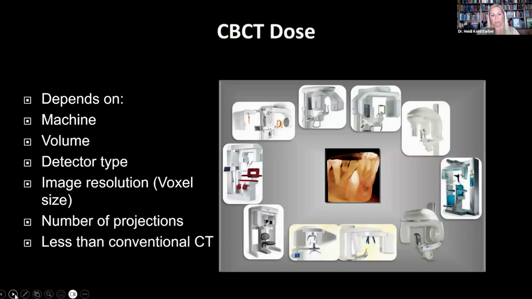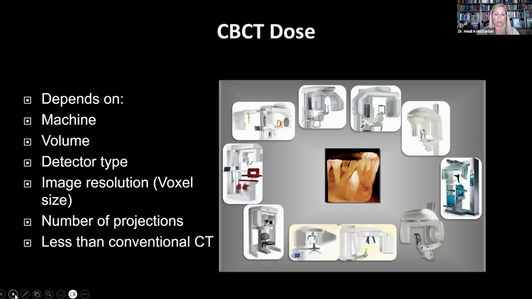When we're talking about our CBCT and we're talking about dose, it's actually highly dependent on the individual machine, the volume that's being ionized, the detector type, and the image resolution. We call that our voxel size, or our 3D pixel size. If you have a very fine or high resolution, you typically will have a smaller voxel size, and that can increase the dose. Number of projections: as the CBCT is imaging your patient, it takes multiple images, and the more basis projections you have, the more dose you'll have.